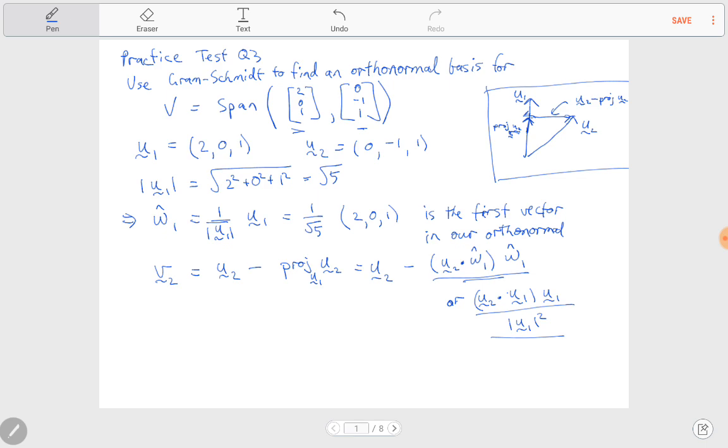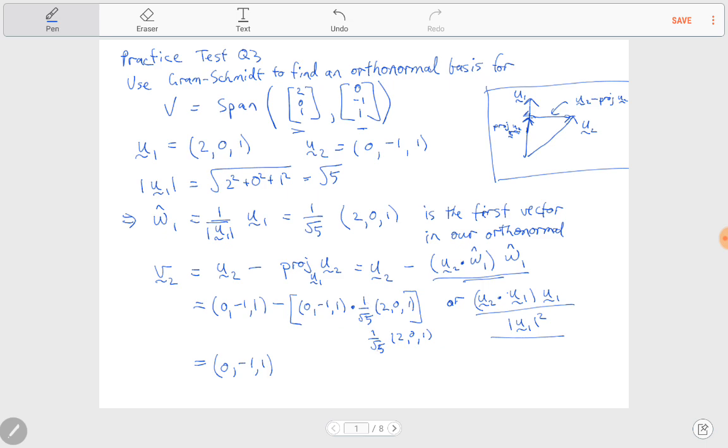I know what W1 hat is, I know what U2 is, so I'll just write them down. U2 is equal to (0, -1, 1). I'm going to subtract away the dot product, which is just a number, of (0, -1, 1) with W1 hat, which is 1 on root 5 times (2, 0, 1). And I'm going to multiply that by the W1 vector, which is 1 on root 5 times (2, 0, 1). Okay, I'm going to simplify a little bit further, so I end up with (0, -1, 1).